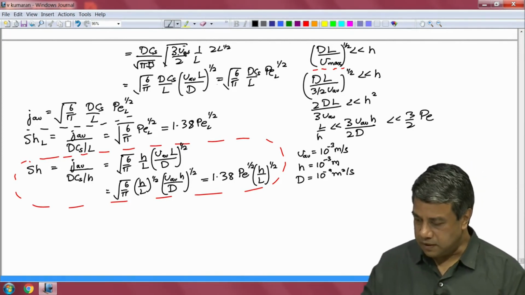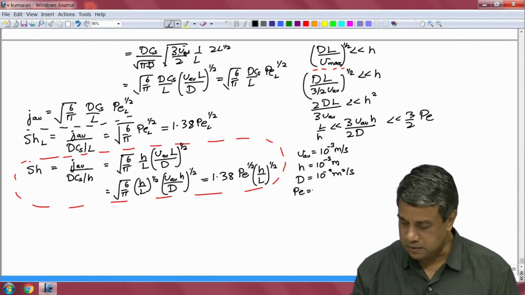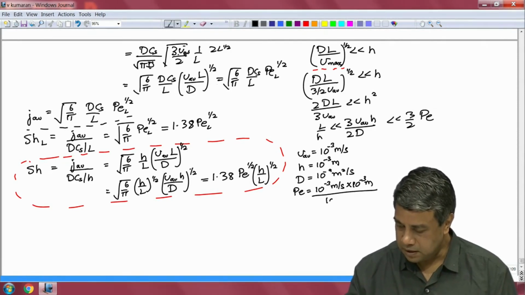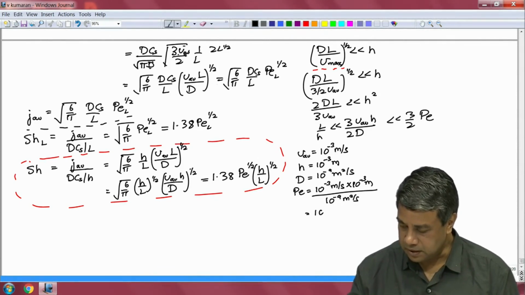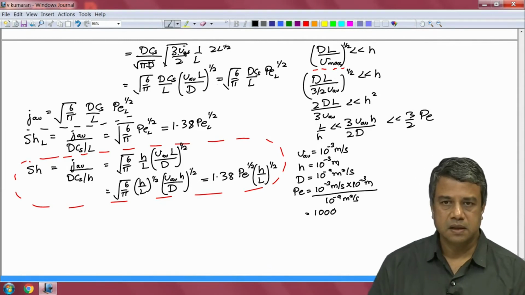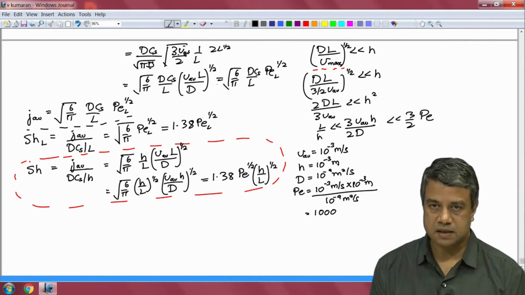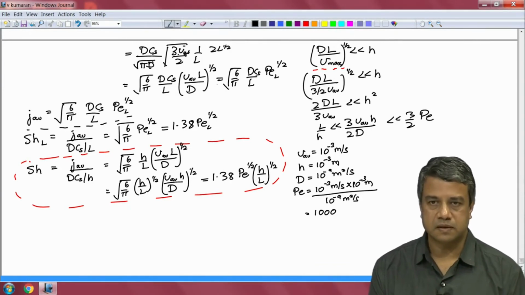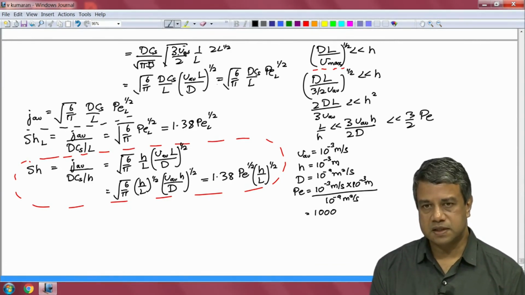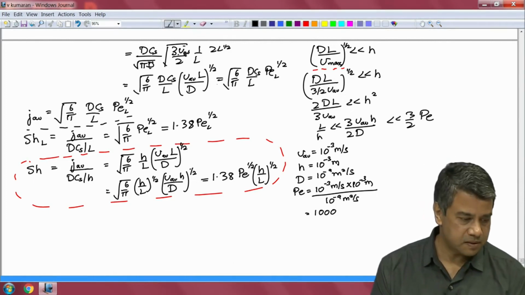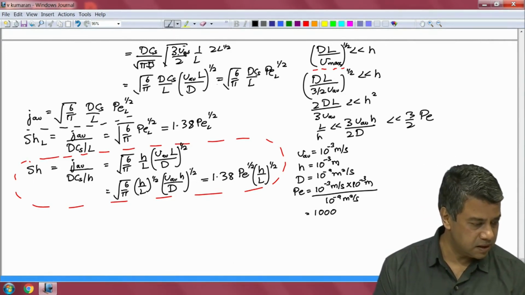And for this, the Peclet number is equal to 10 power minus 3 meters per second into 10 power minus 3 meters divided by 10 power minus 9 meters square per second, which is equal to 1000 in this case. So, this approximation is valid so long as L by h is less than 1000 or so, or L less than a meter or so. If the velocity is larger, then this approximation becomes valid even for larger lengths.